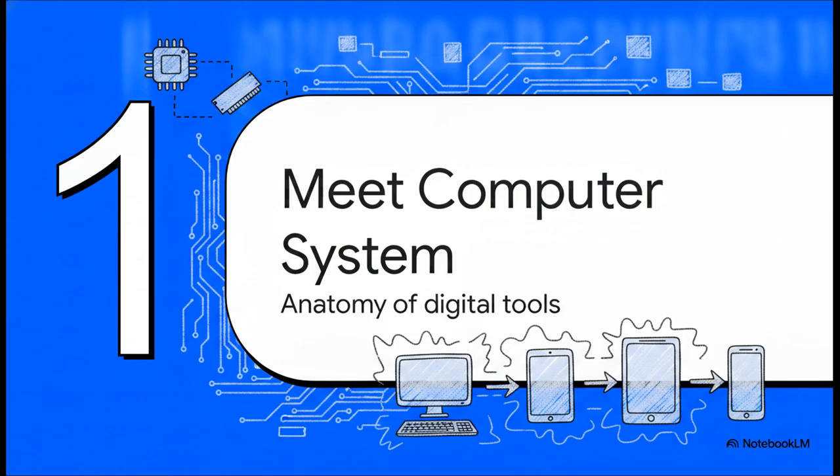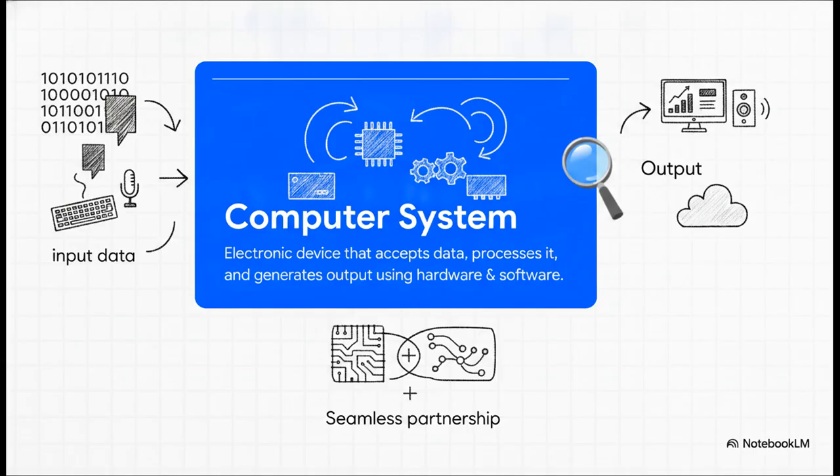Okay, let's jump right into Part 1. Meet the computer system, the anatomy of our digital tools. So what exactly is a computer? Cut through all the jargon, and at its core, a computer system is just an electronic device programmed to do three fundamental things. It accepts data, processes that data, and generates a result. Honestly, it's a lot like the basic metabolic cycle of a living machine. You feed it raw materials, that's your input. It digests and transforms that material, that's the processing, and then it spits out something useful for you, the output. And the whole shebang happens through a totally seamless partnership between hardware and software.